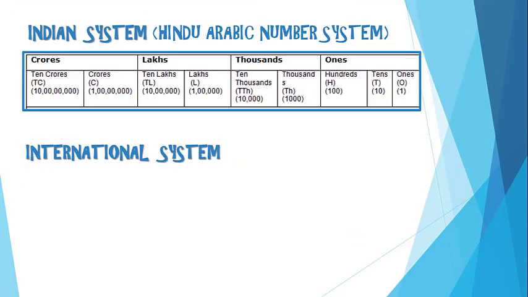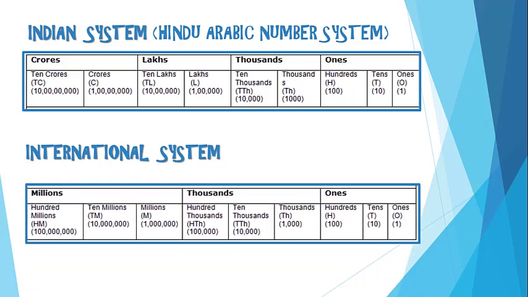Indian number system, also called as Hindu-Arabic number system. This system consists of 4 periods: ones, thousands, lakhs, and crores. Ones is divided into 3 parts: ones, tens, and hundreds. Thousands is again divided into 2 parts: thousands and 10,000s. Lakhs is divided into 2 parts: lakhs, 10 lakhs. Crores is divided into 2 parts: crores and 10 crores.